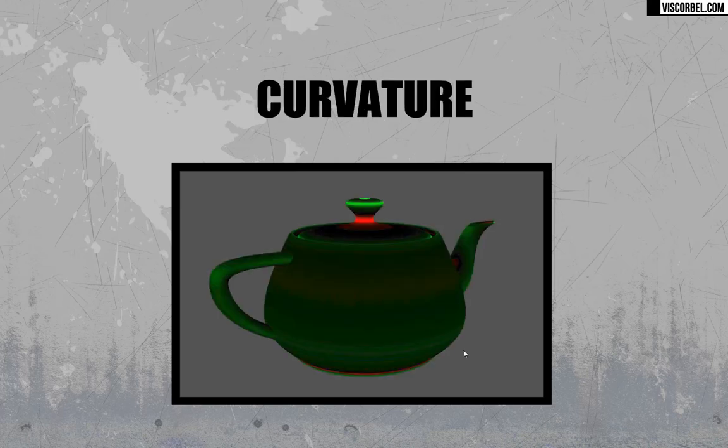Okay, so next one is the curvature map. And you have to use a little plugin to create it in 3D Max. I'm going to show you that a bit later. But basically what it does, it generates the colors for convex areas. So the convex areas are green. You can control the intensity and the contrast of these colors as well. And it generates a red color for the concave areas.